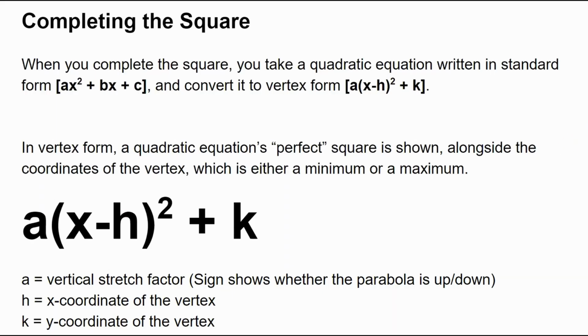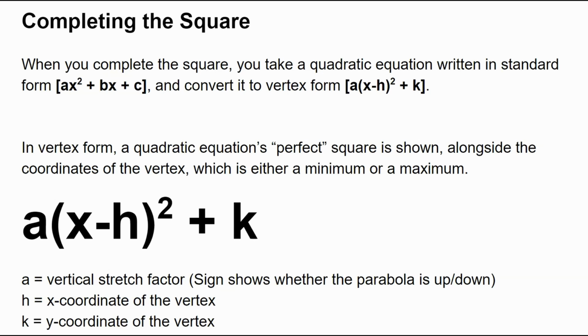So about this method, when you complete the square, what you do is you take a quadratic equation written in standard form, so ax squared plus bx plus c, and you want to convert it into vertex form. If you've never heard of vertex form, I have it on the bottom right here, where its perfect square is shown, and I wrote perfect in quotes because it technically isn't a perfect square.